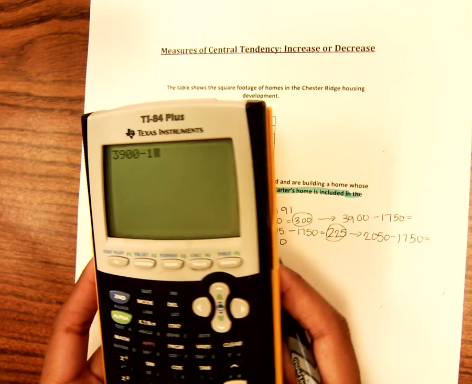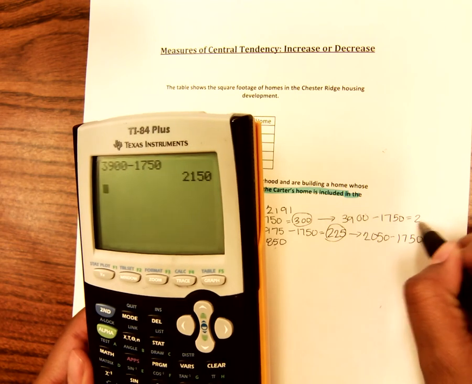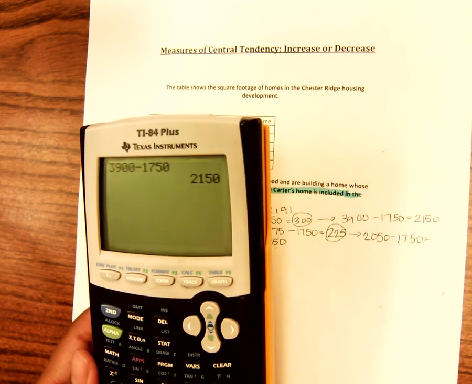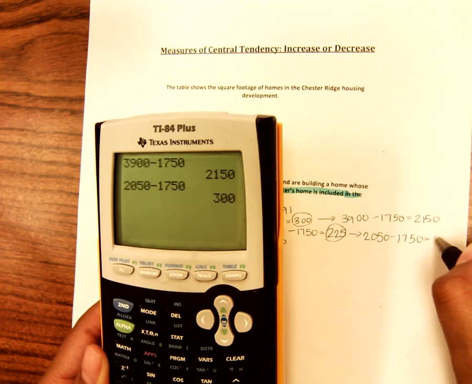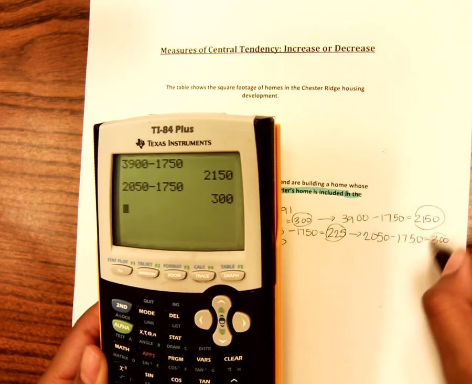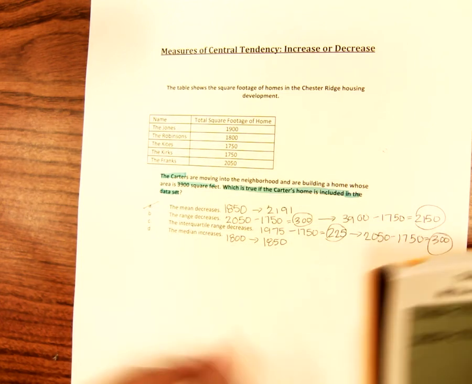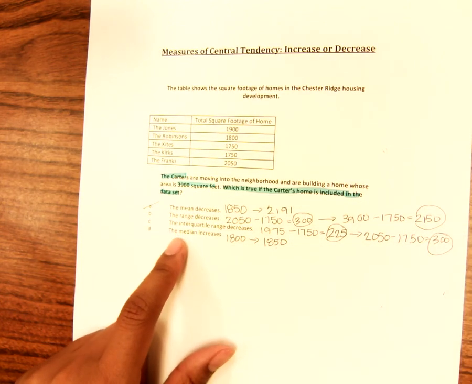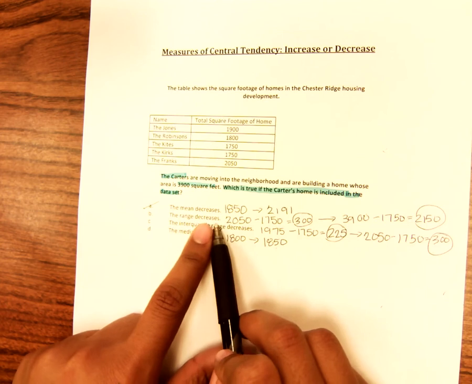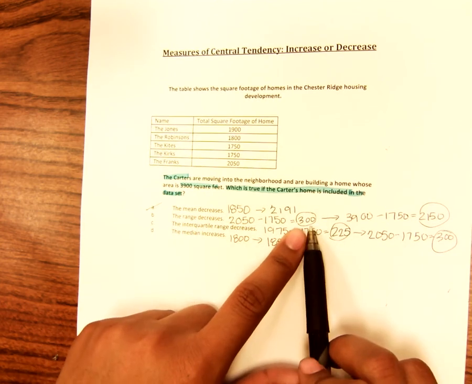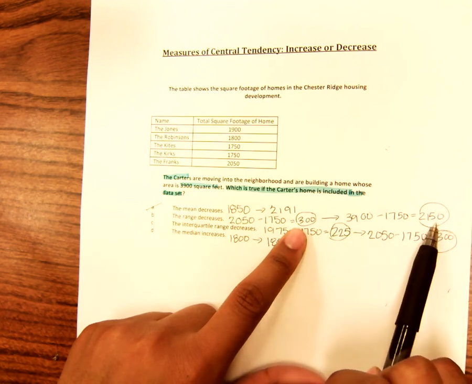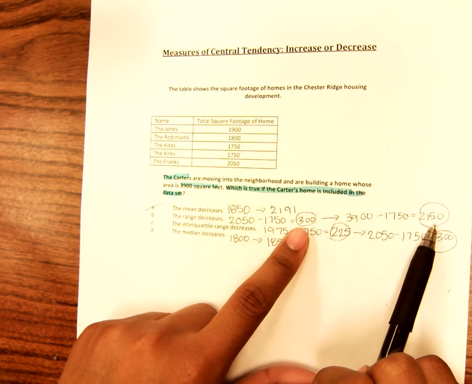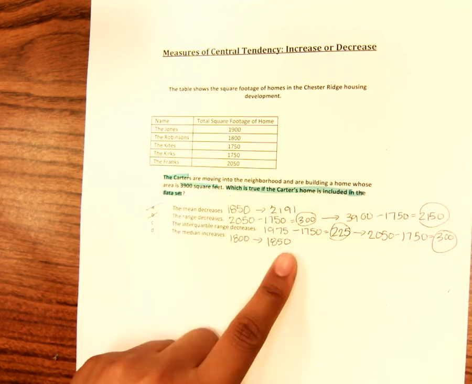3,900 minus 1,750 is 2,150. 2,050 minus 1,750 is 300. I'm going to circle that so that way I don't get confused with these numbers. So let's continue checking our problem because we want to see which one is true. So the range decreases. Originally my range was 300. Now my range is 2150. So did that decrease? No. So that can't be true.